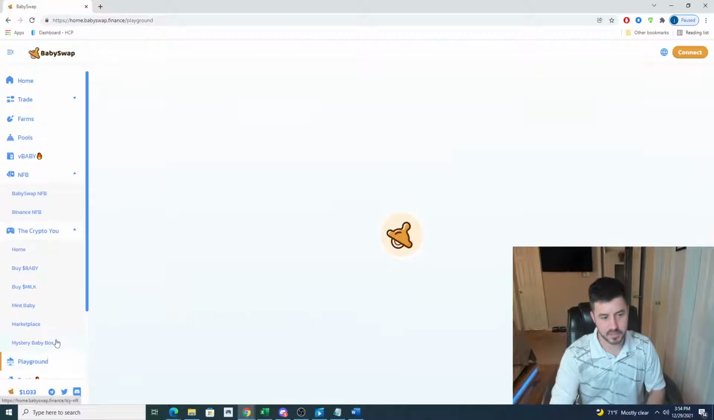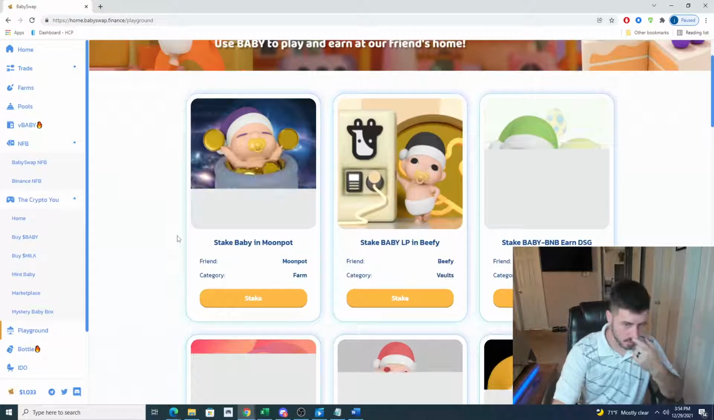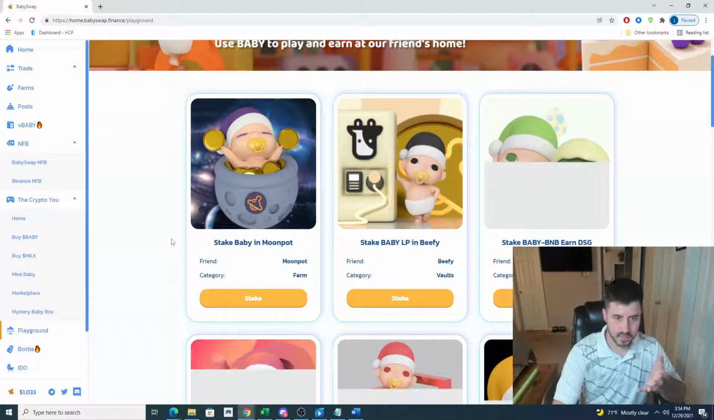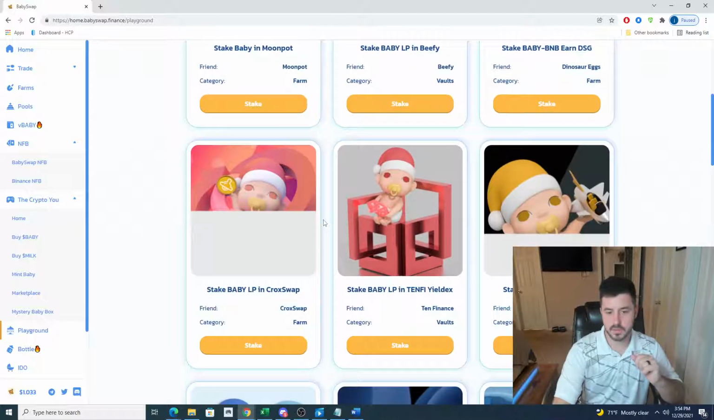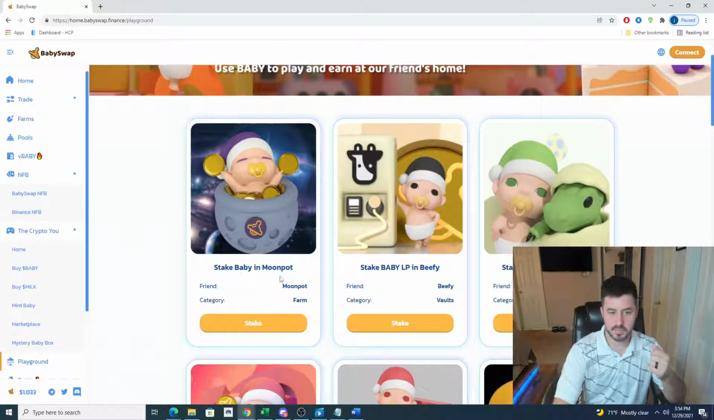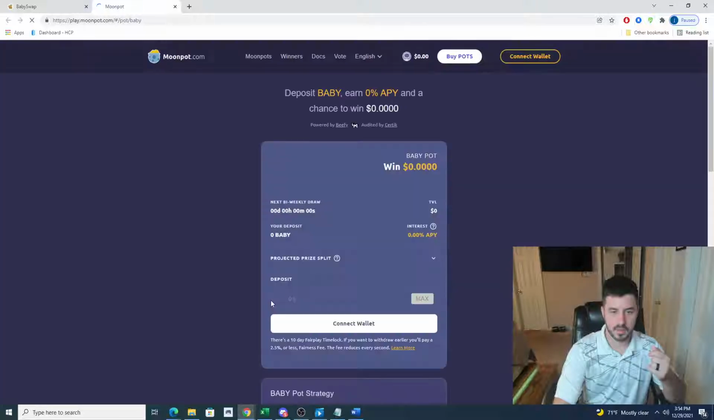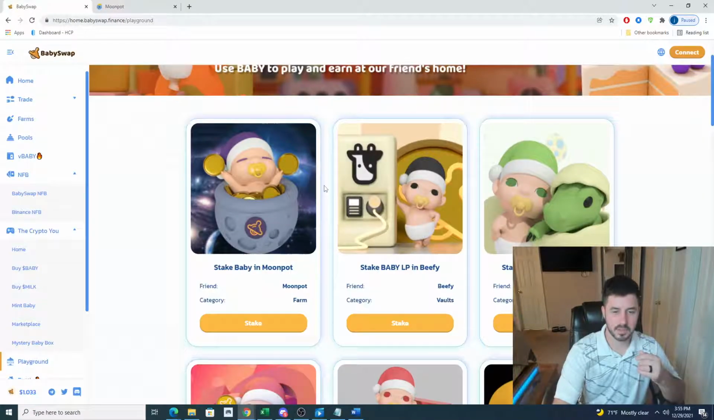The playground section of the page, or the website here, is where you can stake in these others and receive other tokens. So you can stake baby, and let's say you can stake baby in Moonpot, and I believe you'll receive more Moonpot. Let's see, baby pot, win baby. The interest rates vary in here, and a chance to win. Not something I really got into.